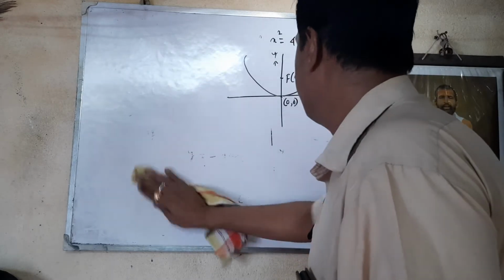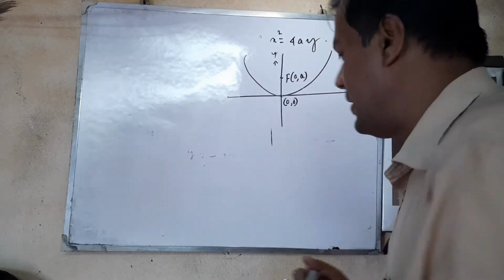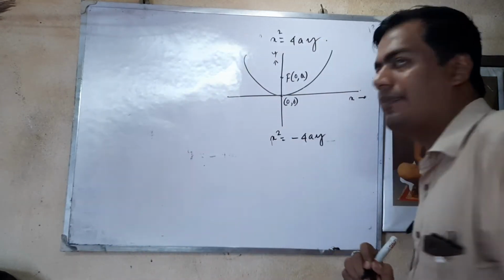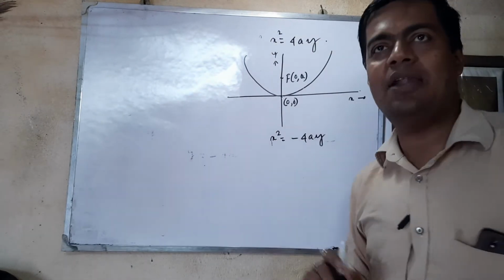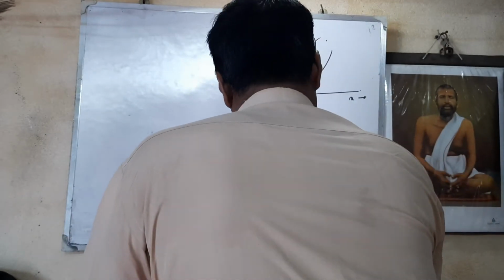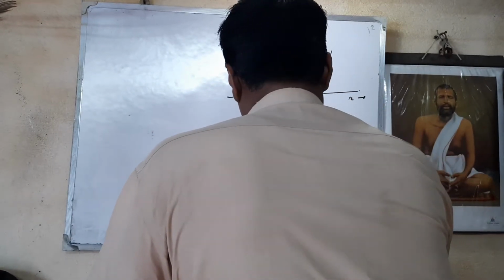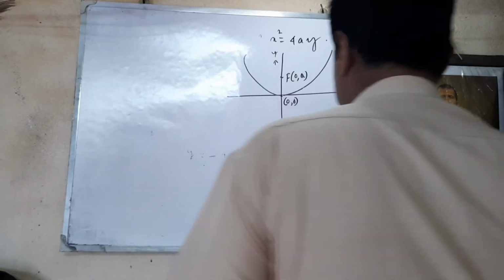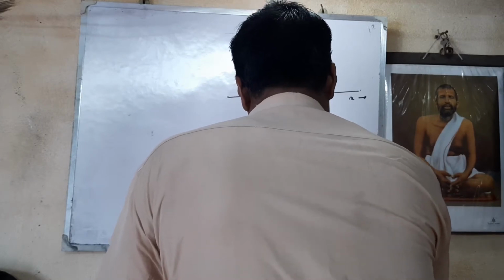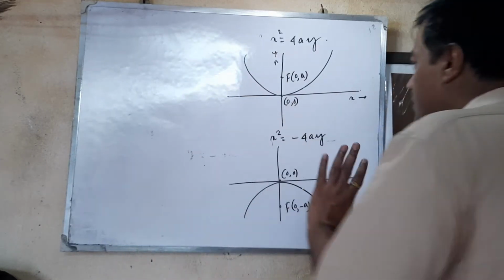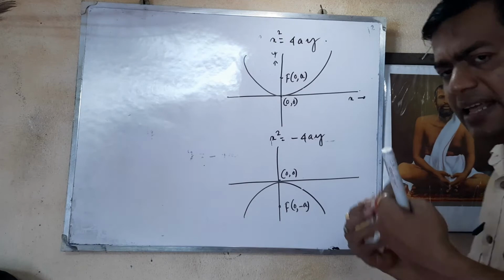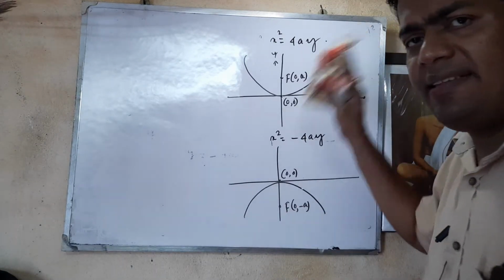Similarly, if we just write x square equal to minus 4ay, then for all positive values of x and y, y is found to be negative. That is, it will be like that. So its vertex is also situated at 0, 0, and its focus will be at 0, minus a. Okay. Now let us get another type of equations in a slightly complicated way. Okay, these are the basic forms of parabola.